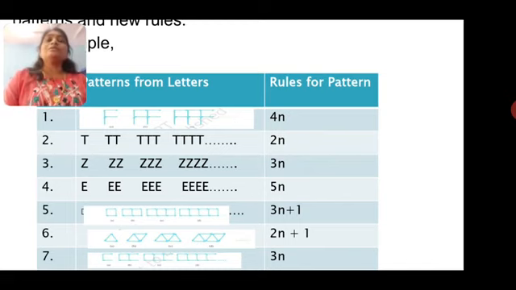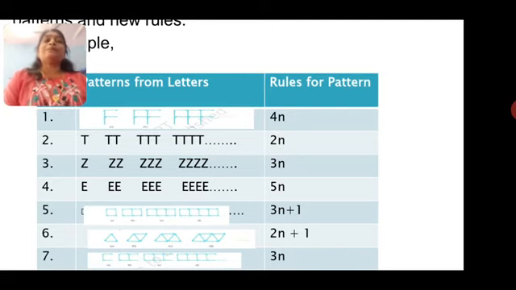Similarly, we can use the letter Z. For letter Z, the number of matchsticks we use is 3. For 2Z pattern, number of matchsticks required 6. For 3Z pattern, number of matchsticks 9. Therefore, the general rule is 3n, where n is the number of Z's. So, we can take any letter of English alphabet.